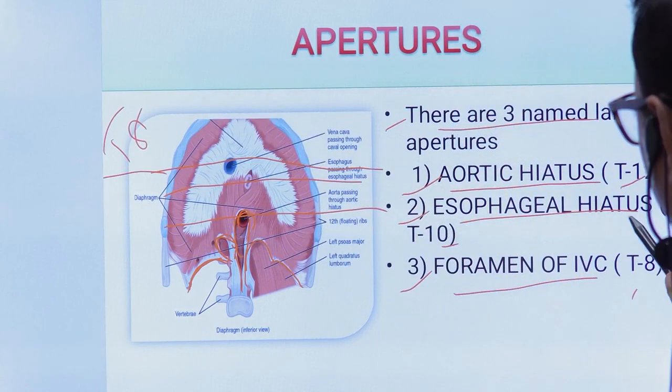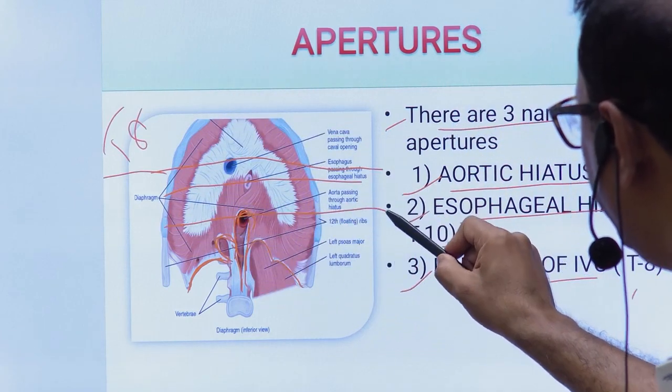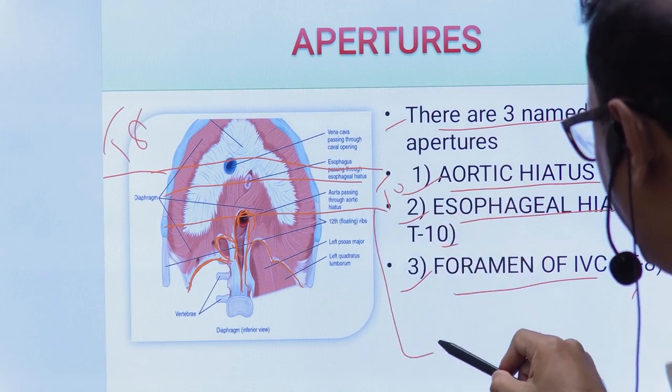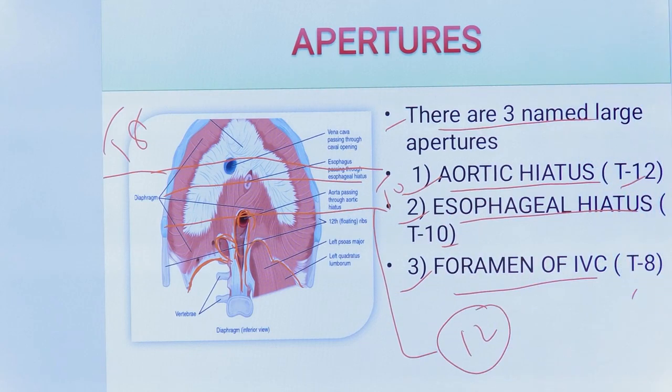Then next we have got the esophageal hiatus, which will be at the T10 level, and this will be at the T12 level. That is the aortic opening. The aortic opening will be at the T12 level.